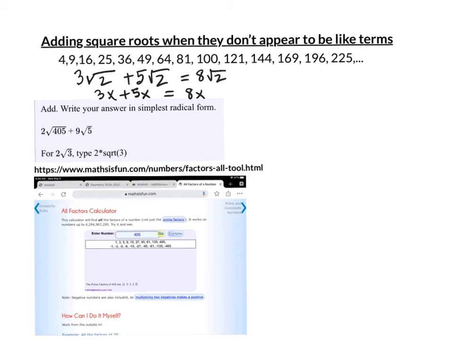So we can only add roots if the root part is exactly the same, just like the x and the x. If I ask you to add root 5 and root 10, you can't do that because they're not like terms. It's just like asking you to add x plus y. X plus y is not xy because that's x times y. There's no way to add root 5 and root 10 unless you approximate and use decimals.